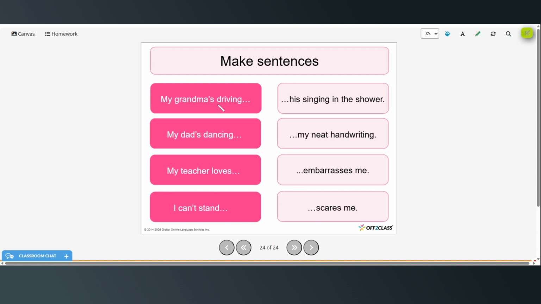My grandma's driving scares me. My dad's dancing embarrasses me. My teacher loves my neat handwriting. And I can't stand singing in the shower.